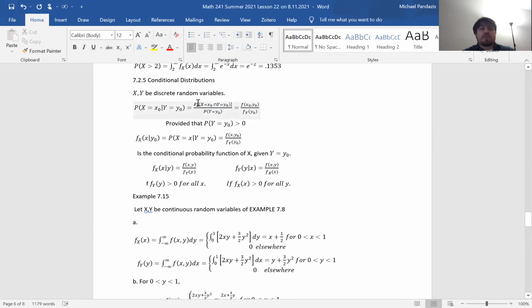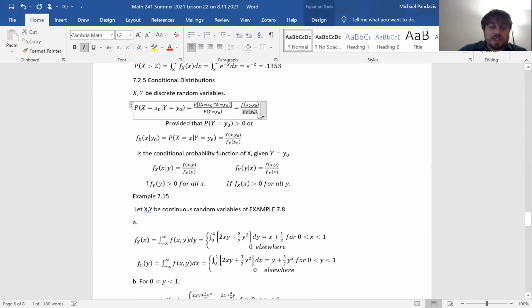And the probability in the numerator is little f of x naught, y naught. That's the meaning of the multivariate probability density function. Then the probability that capital Y equals y naught, you can use the marginal probability density function to say this is the same as f sub y of y naught. This is provided that f sub y of y naught is positive.